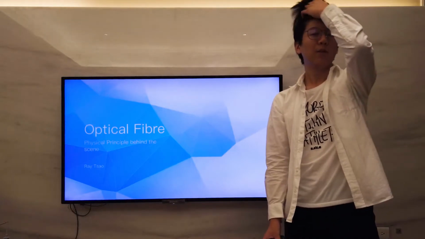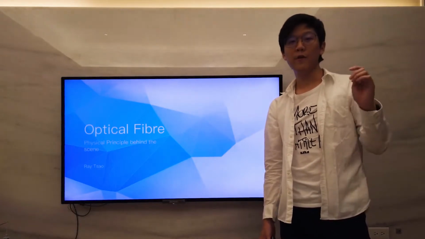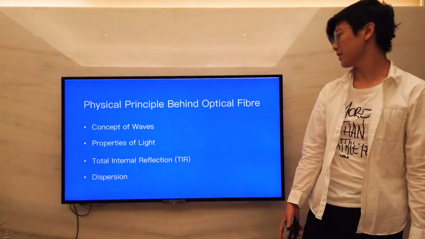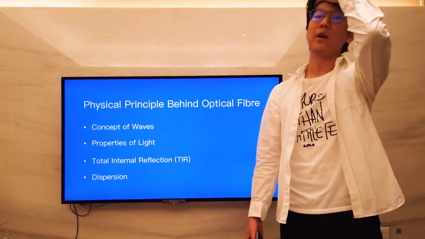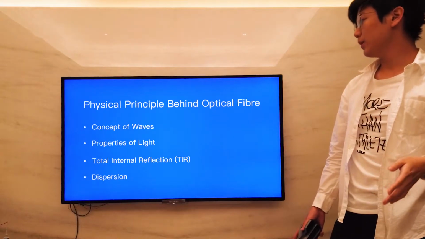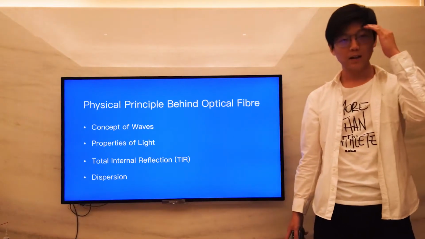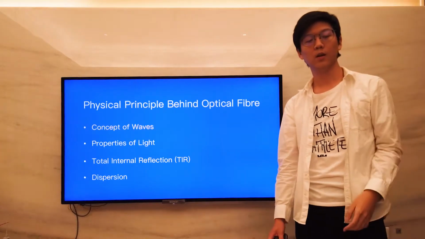Hi, this is Rachel from Group 7. Let's talk about the physical principle behind the scene. Now we have 4 major parts: the concept of waves, properties of light, total internal reflection, and dispersion. Let's talk about the concept of waves.